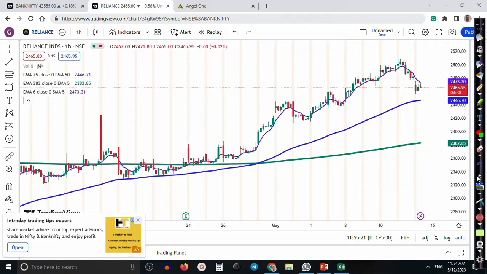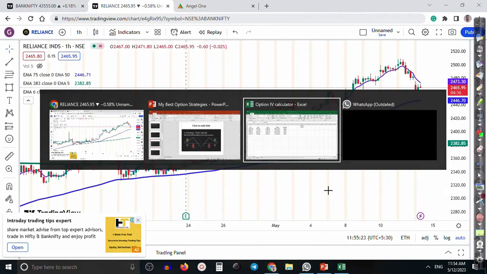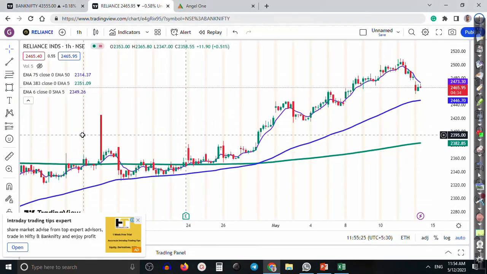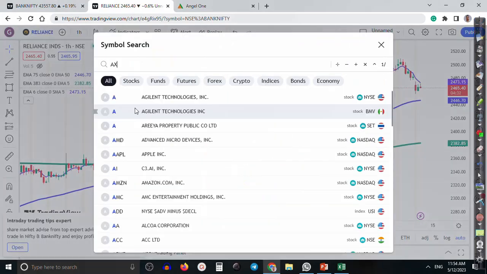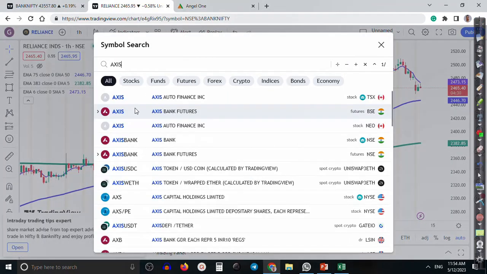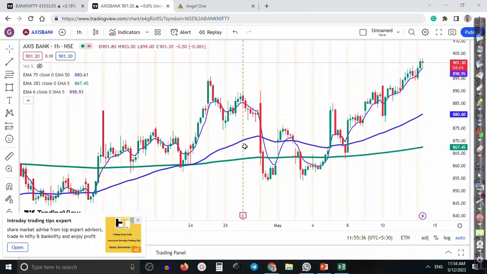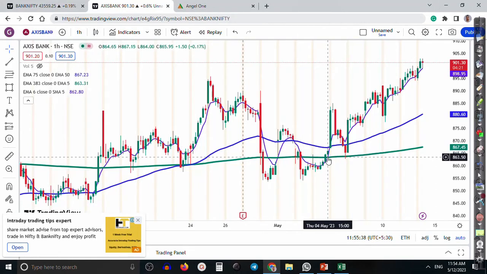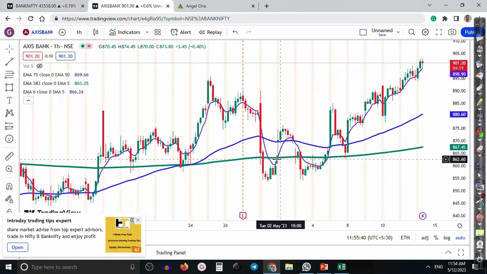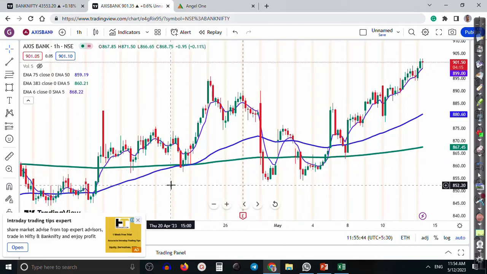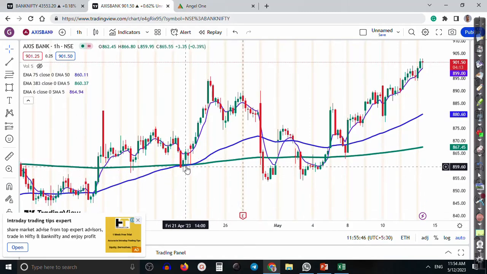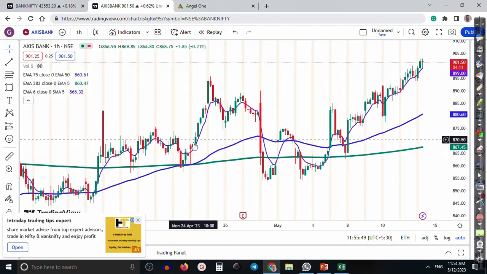I'm bullish, so I'm using the same strategy on another stock. This is Axis Bank. Let's see Axis Bank. Okay, this one. On 24th April, yeah, 24th April, in this area.